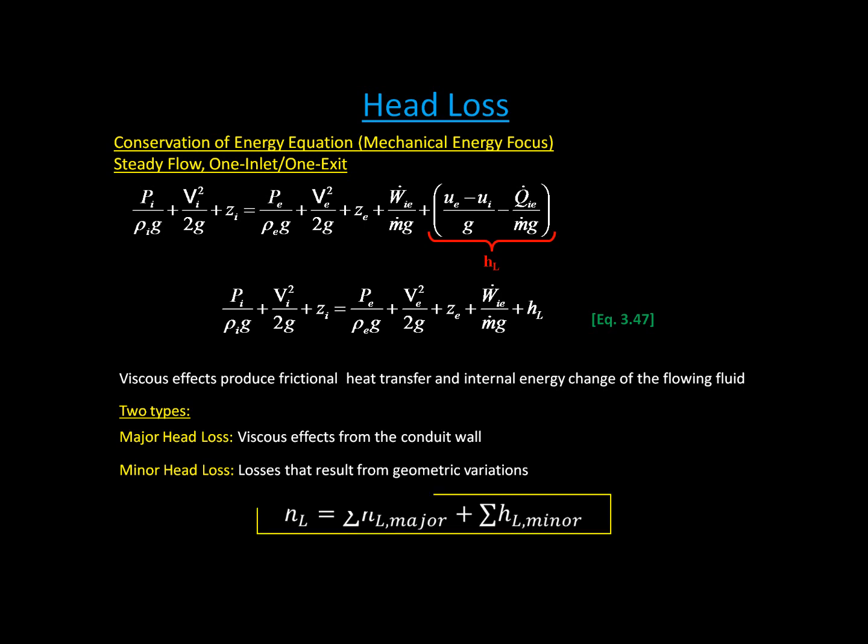And so head loss is the sum of all the major head loss plus the sum of all the minor head loss. And in subsequent videos, we are going to define what each of those are and how to calculate each one of those.